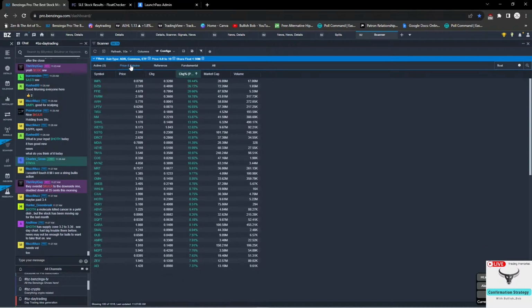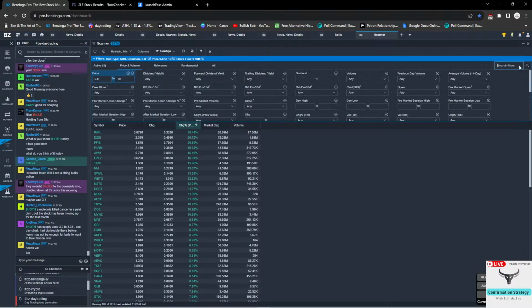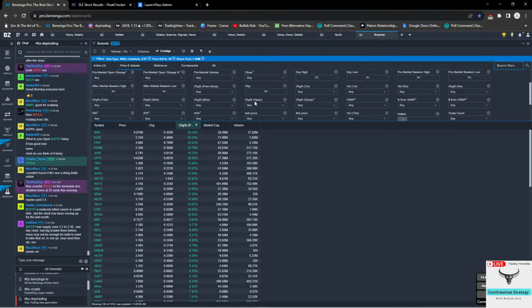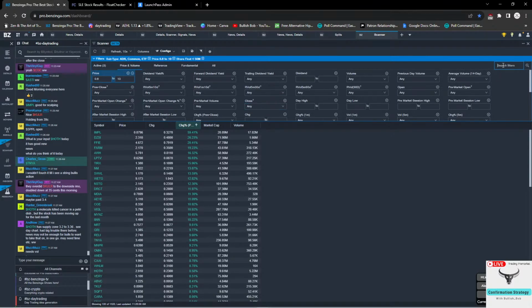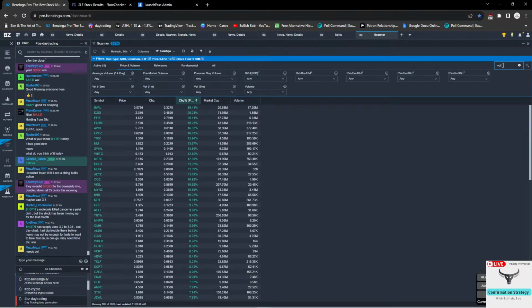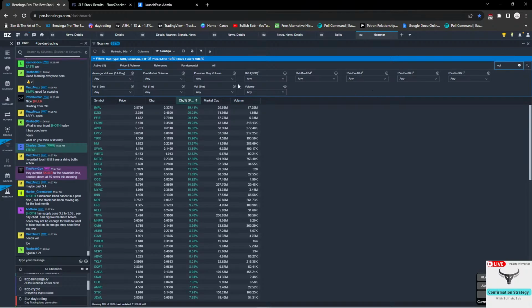Now we want to look for volume. Let's see if we can exit this little flow out. Volume. Let's see. I believe we have 1 minute volume. Let's type in volume up here. VOL, and we can see the volume 1 minute right here. Okay, that's what we want.